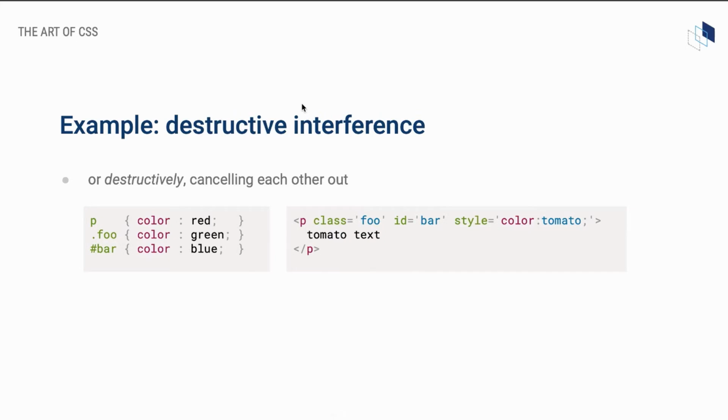You could also have destructive interference. I'm using the same examples here. We have our paragraph, our class foo, our ID bar, and our inline style, all of them specifying the same property. And in this case, we end up with destructive interference where the most specific, or the one with the highest specificity, dominates over everything else. And we end up with tomato text in this particular example. Now, I'm not saying that one of constructive and destructive interference is better than the other. In fact, we often need to make use of both.